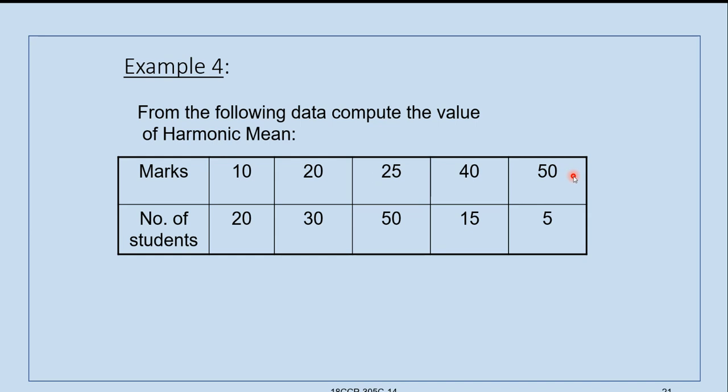In the fourth column, we will take the product of frequency and reciprocals of these marks. That means 1 by 10 into 20. Second value is 1 by 20 into 30. Third value is 1 by 25 into 50. Fourth value is 1 by 40 into 15. And fifth value is 1 by 50 into 5. Now we will see the table and solution.